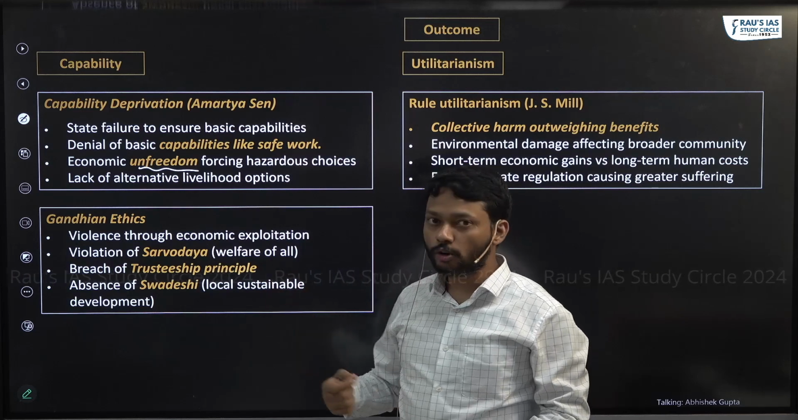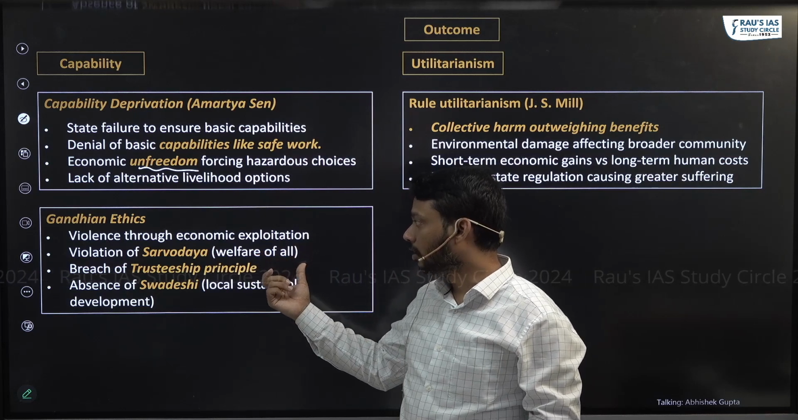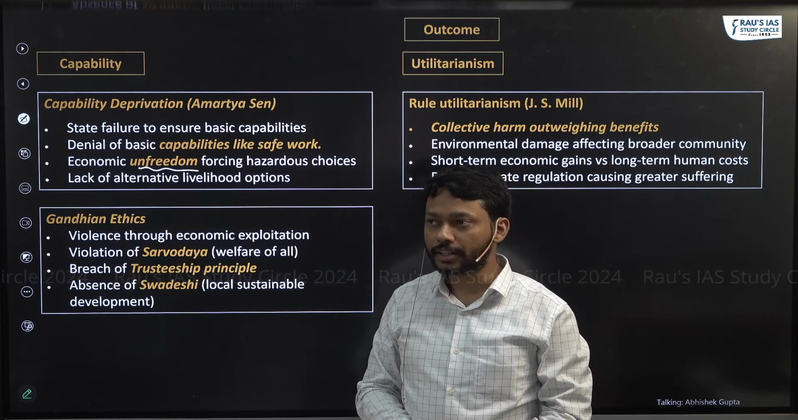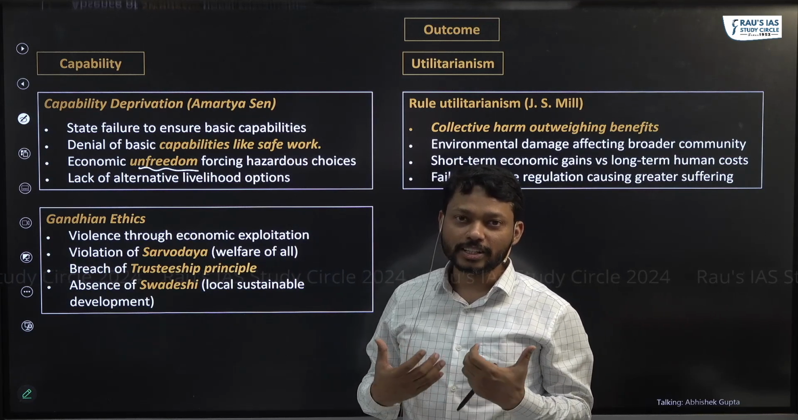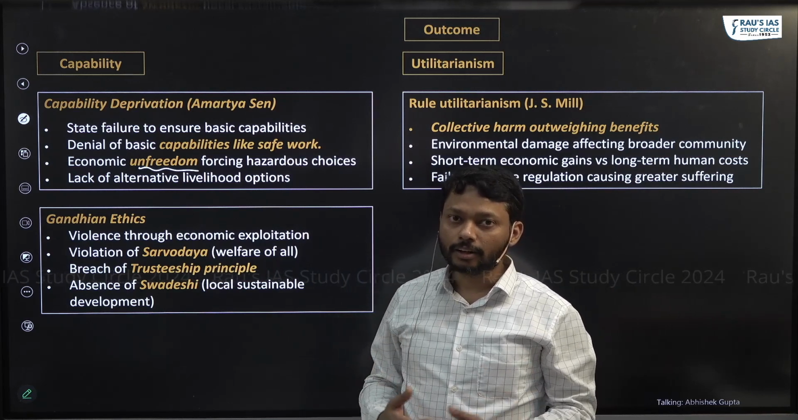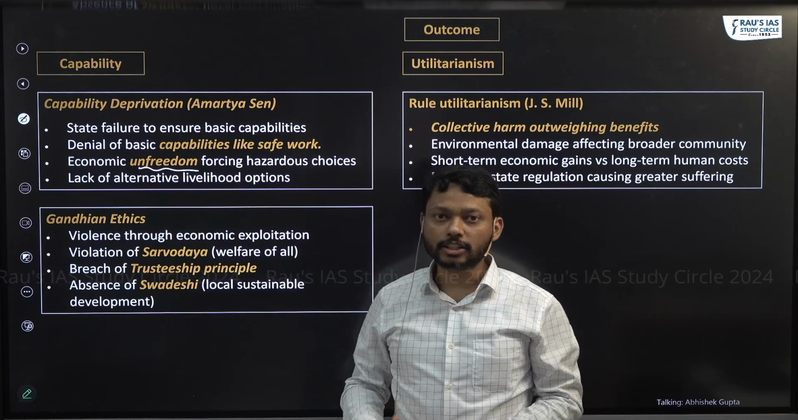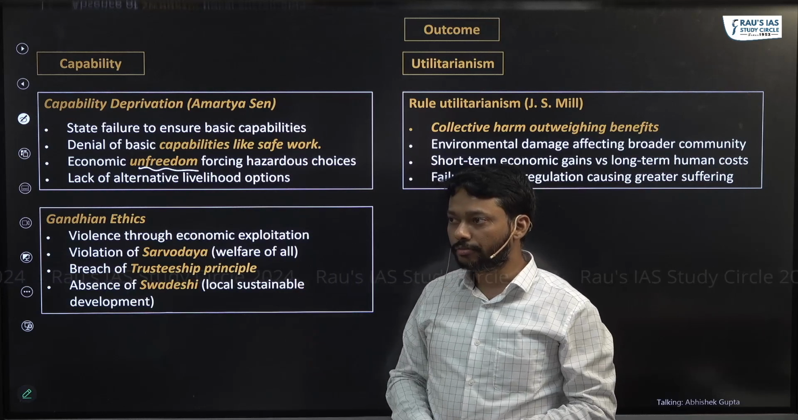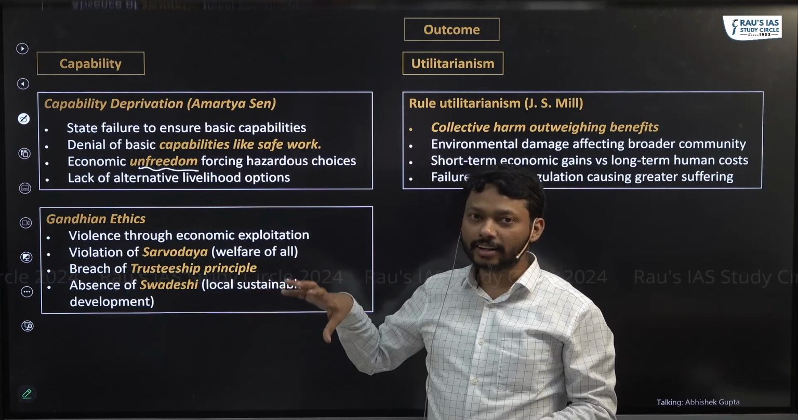In capability, we can talk of Gandhi's Sarvodaya as well. There is a violation of Sarvodaya, the welfare of all, or a violation of the trusteeship principle. Gandhiji has said that the rich and the corporates must act as trustees of the workers and the laborers. A trustee means one who is in charge of care, is a caregiver, is a protector of others. In whatever capacity we can, every individual must act as a trustee of others in Gandhian ethics. So it's not happening from the point of view of the mine operators. They're not acting as trustees. They're not taking care.